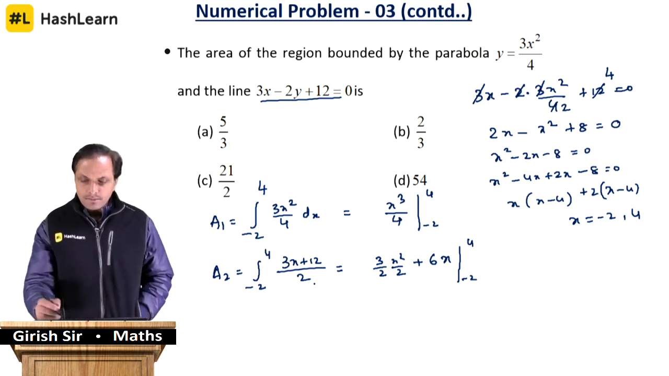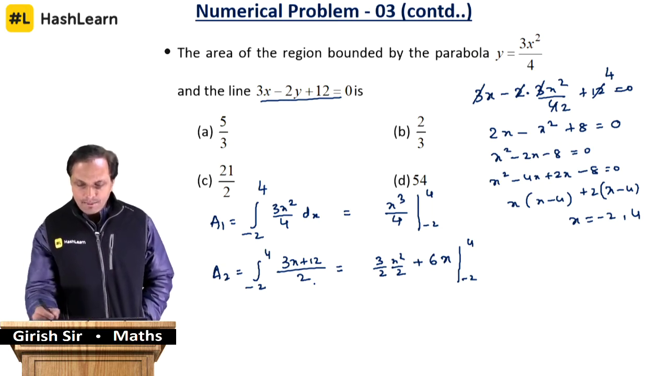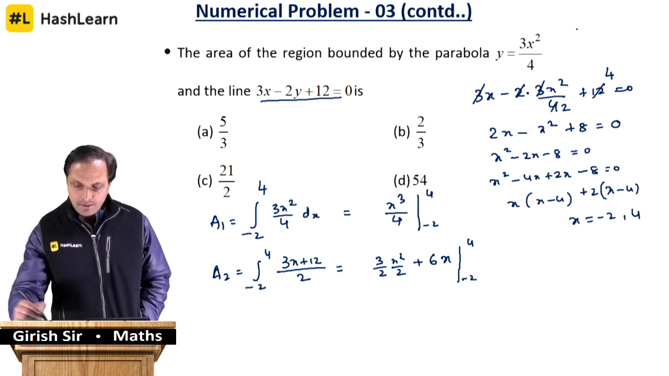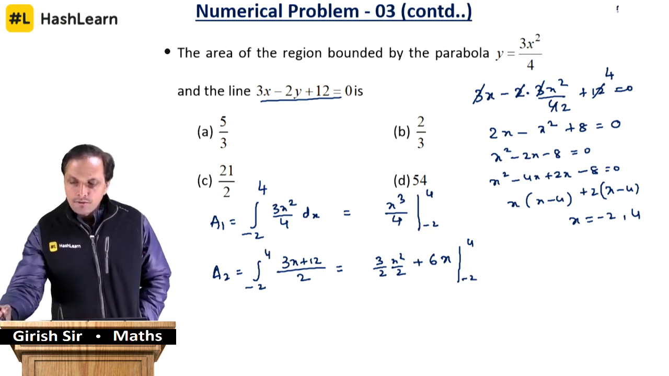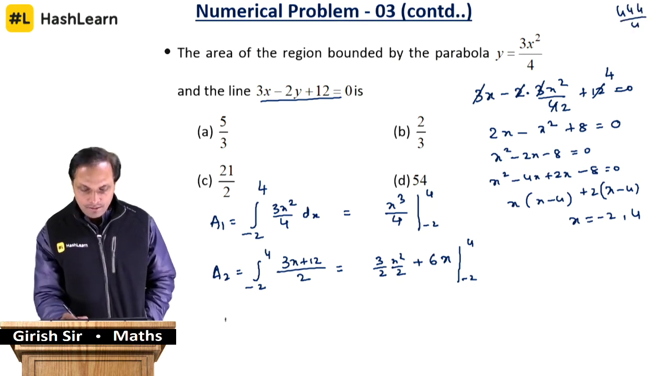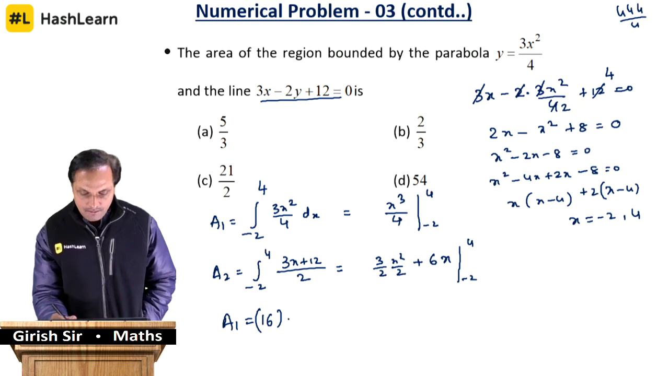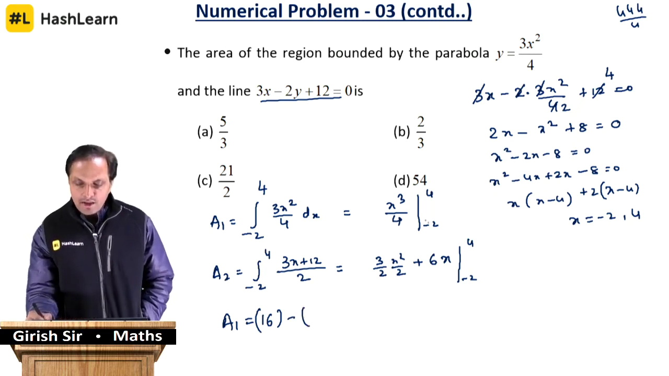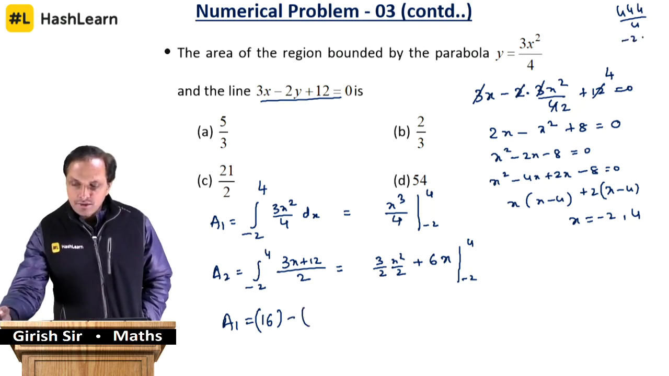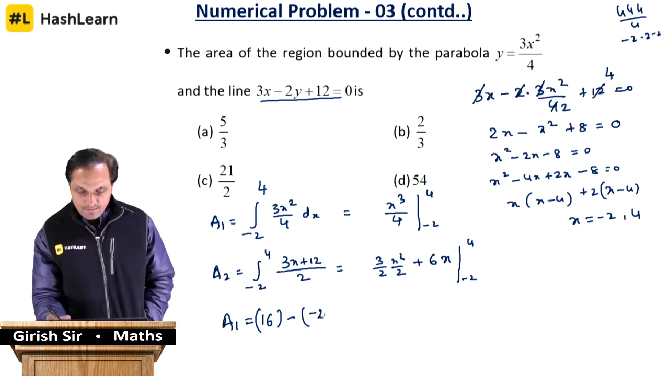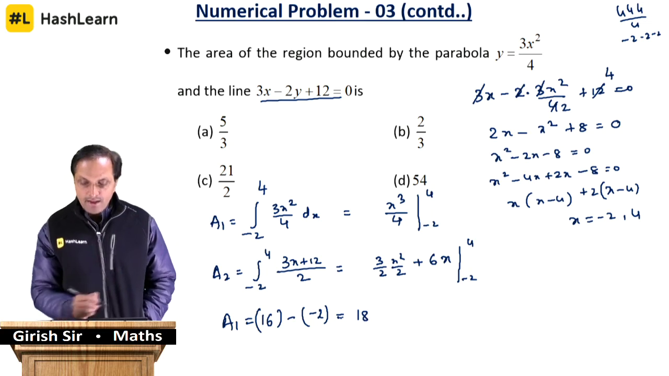Okay, so let me solve this area separately. What does that give you? This is 4 into 4 into 4 by 4, that is your upper limit. That will give you area 1 as 16. This is your upper limit. Minus, when you put the lower limit, that is minus 2, minus 2 minus 2 will be minus 8 by 4, is minus 2. That will give you 18.